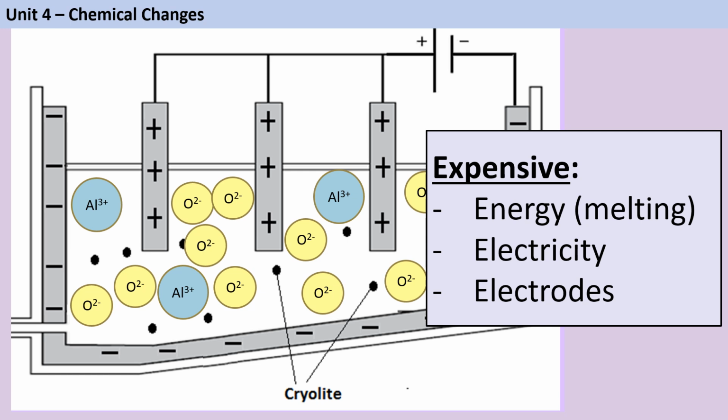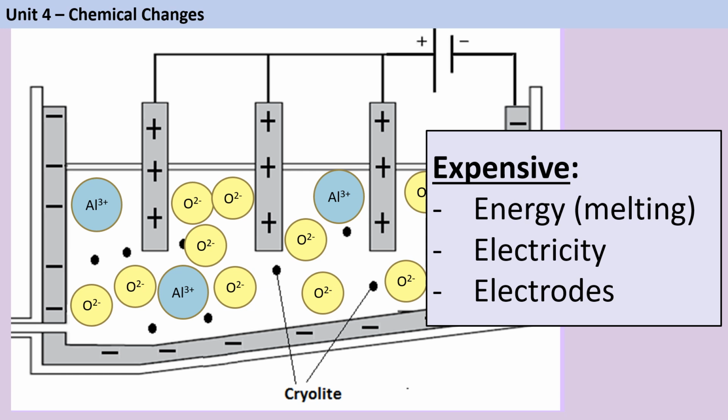So this process is very expensive for 3 main reasons. One is that even using the cryolite, the energy costs in order to melt the aluminium oxide are very, very high. Secondly, we need electricity for this to work, and so there's an energy cost associated with that. And thirdly, the carbon anodes, the electrodes, keep wearing away and needing replacing.